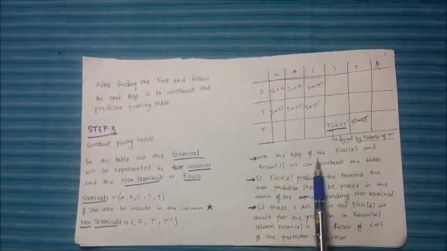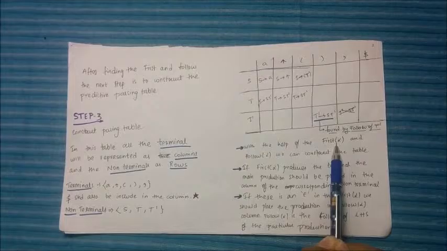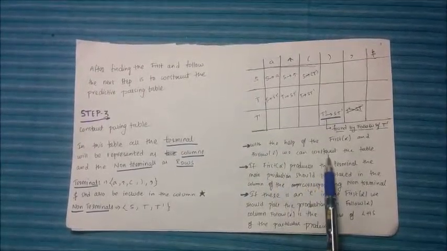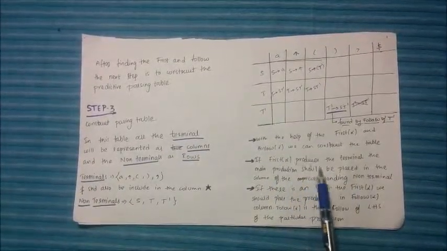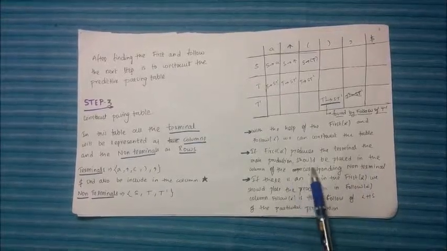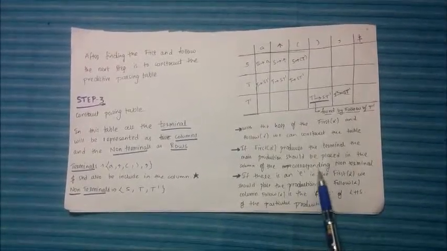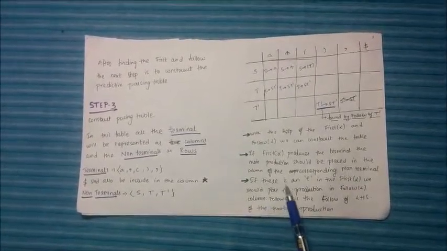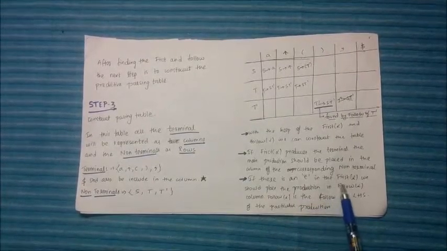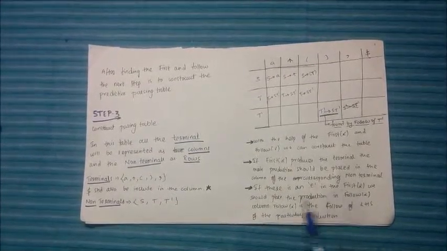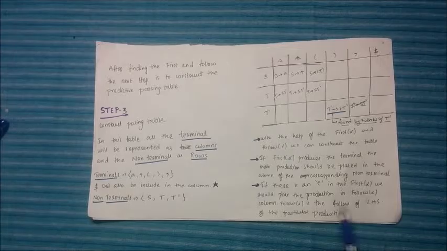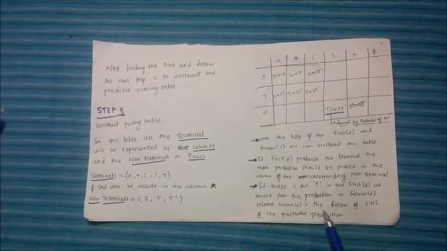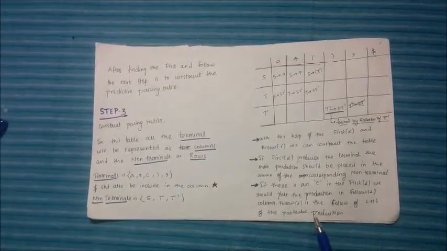With the help of first of alpha and follow of alpha, we can construct the table. If first of alpha produces a terminal, the production should be placed in the column of the corresponding terminal for the non-terminal. If there is an epsilon in first of alpha, we should place the production in the follow of alpha columns. Follow of alpha is the follow of the LHS of the particular production.